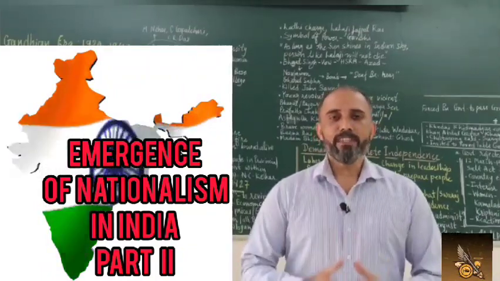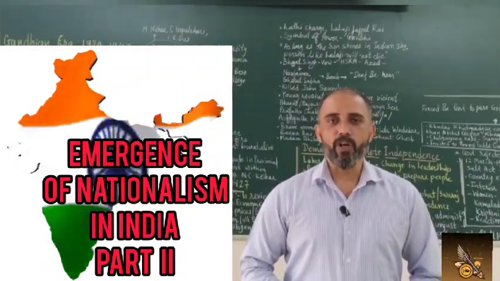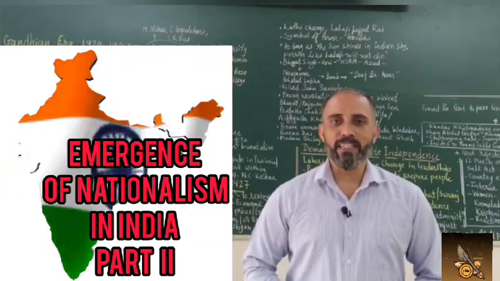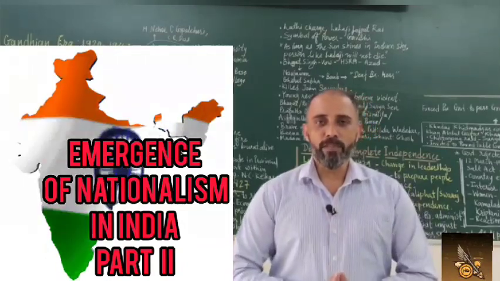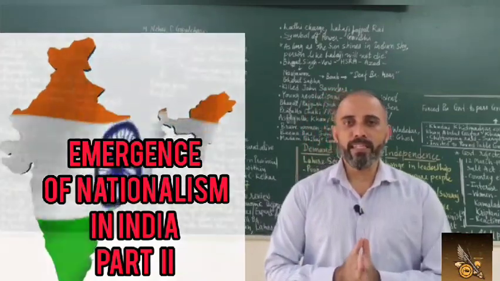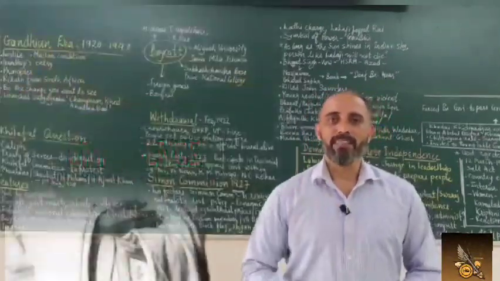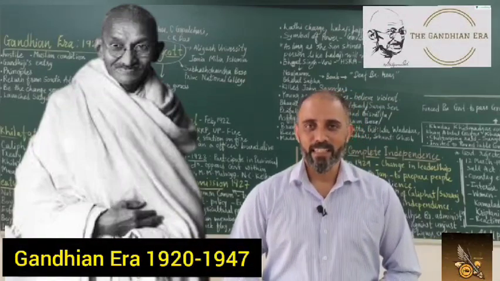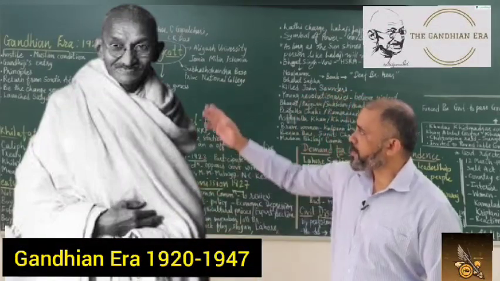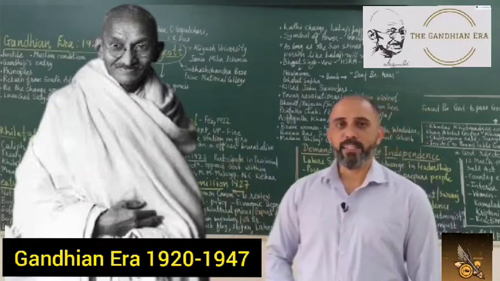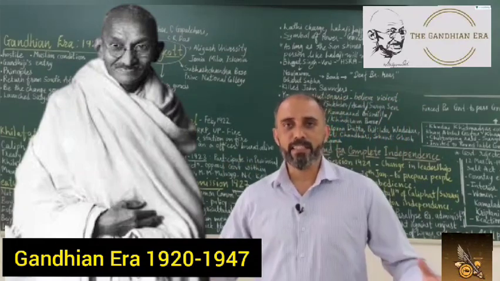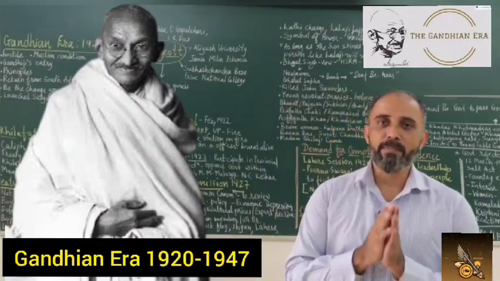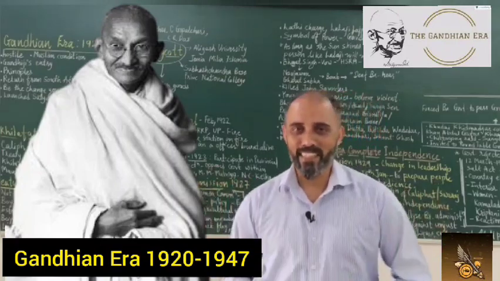nationalism. After the death of Lokmanya Tilak on 1st August 1920, the national leadership of India went into the hands of Mahatma Gandhi, and thus the Gandhian era began in India. This Gandhian era is described from 1920 to 1947, till the attainment of independence. This period is called the Gandhian era.